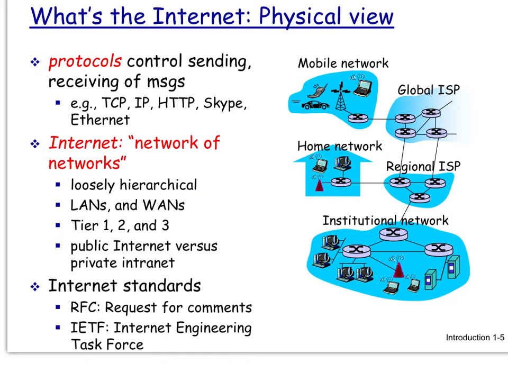So the internet is loosely hierarchical. It's composed of LANs and WANs, but of course, the most important thing is that tiered architecture. Okay? The service provisioning is done as hierarchy or different levels.